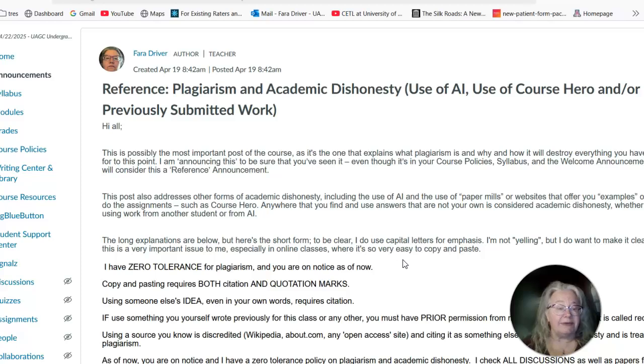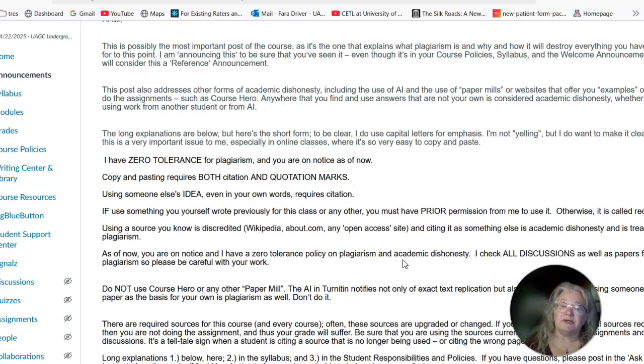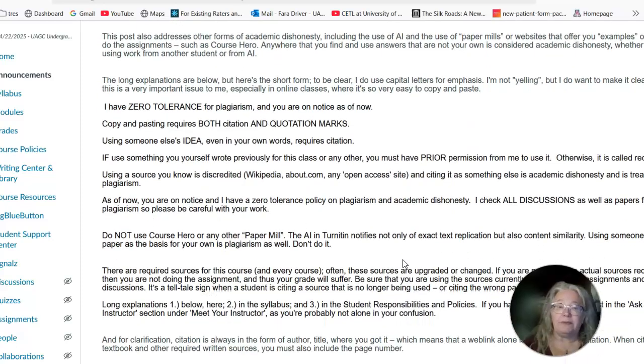Try to use academic sources. Wikipedia, about.com, any open access site is not academic. If it is open source, as much as I hate to say it, while they're good, I like Wikipedia myself, you're still not supposed to use them because they are not academically sanctioned. Whoever writes them is not staking their reputation on what they're putting in there.